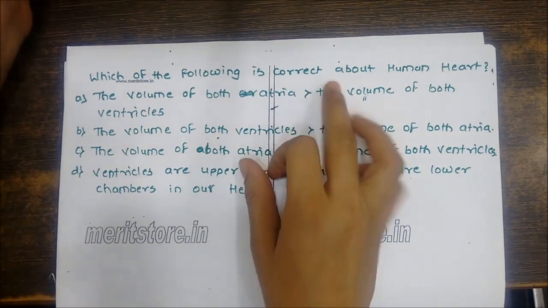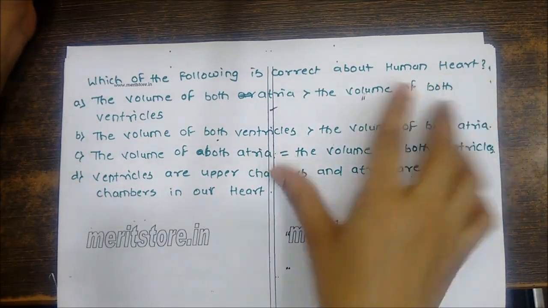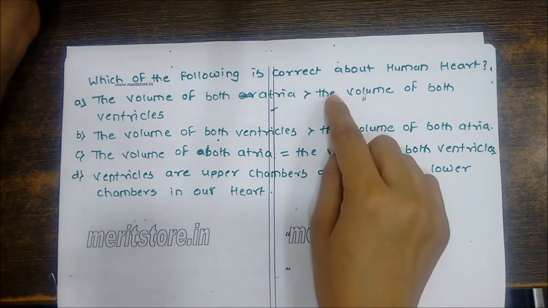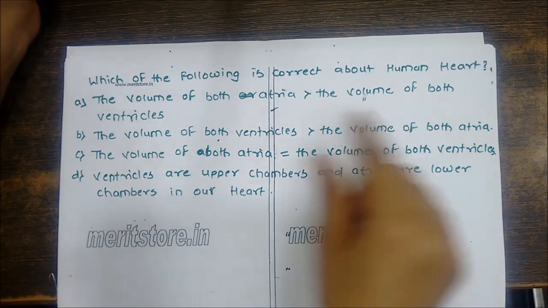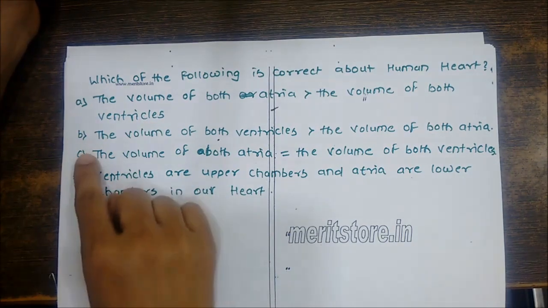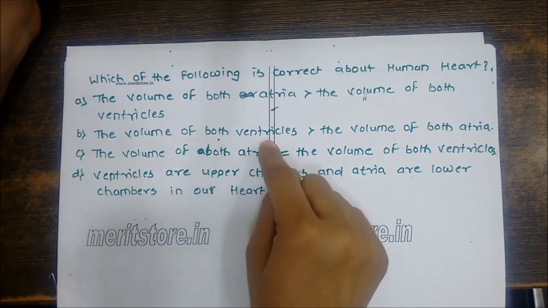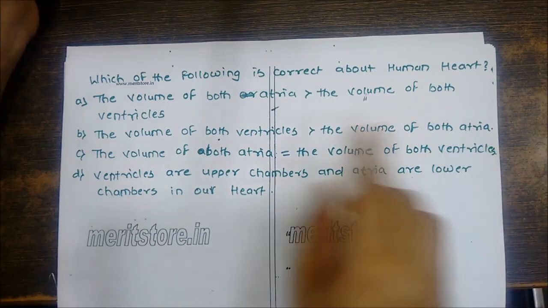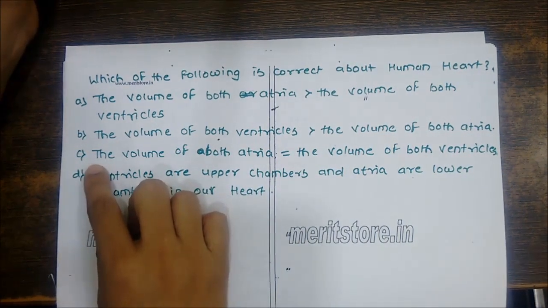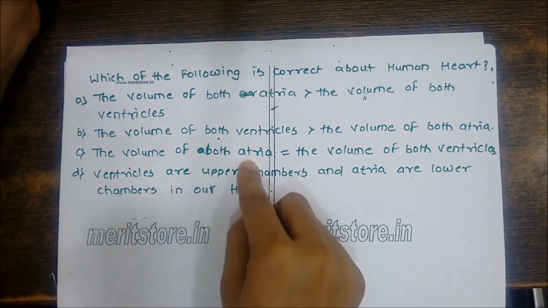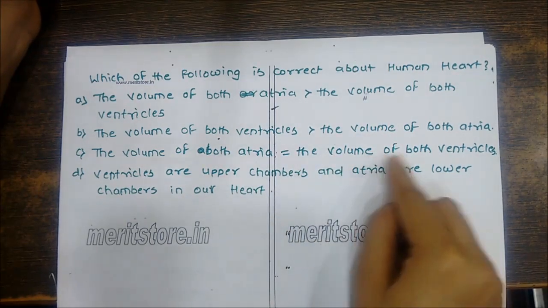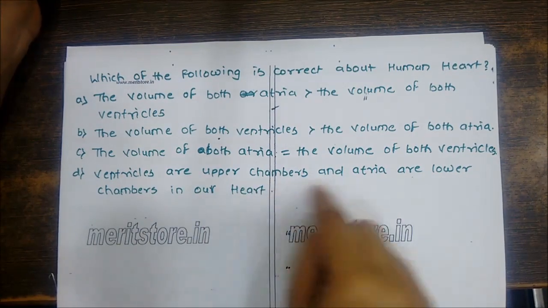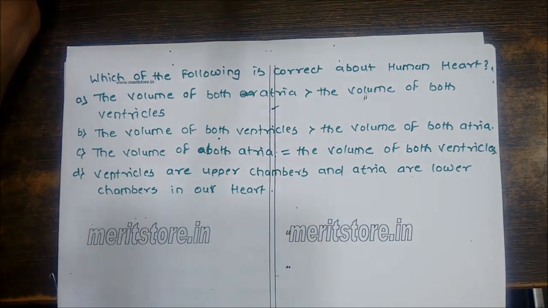Which of the following is correct about the human heart? A. The volume of both atria is greater as compared to the volume of both ventricles. B. The volume of both ventricles is greater than the volume of both atria. C. The volume of both atria is equal to the volume of both ventricles. And D. Ventricles are upper chambers and atria are lower chambers in our heart.